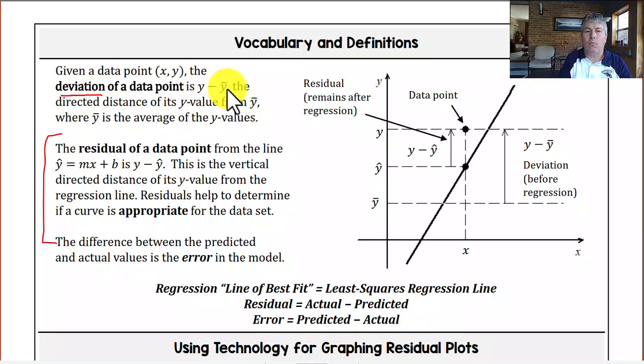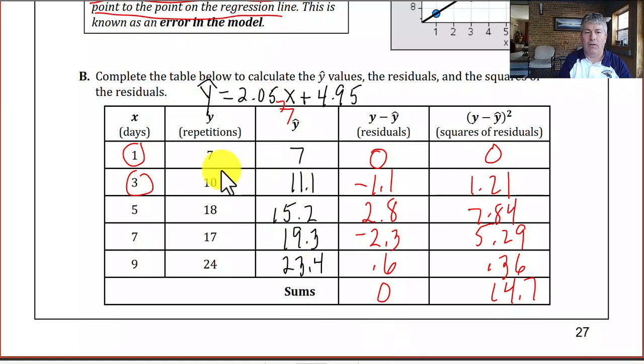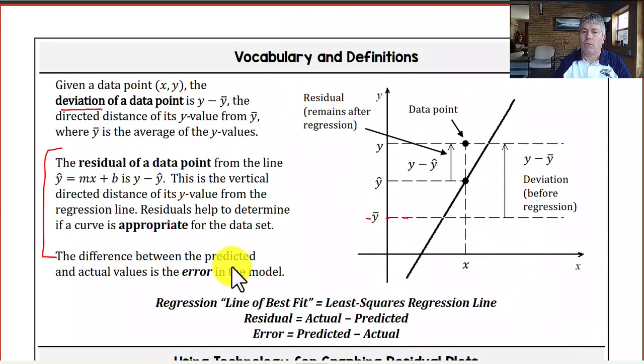The deviation of a data point is y minus y bar, or the average y. That's what that y with the horizontal line is. So it's the directed difference from the average of the y's. Well, the average of the y's is way down here. That's just taking all of the y values from our table in the previous problem, adding them up and dividing by 5. So our deviation is between the average and the particular point on the line.